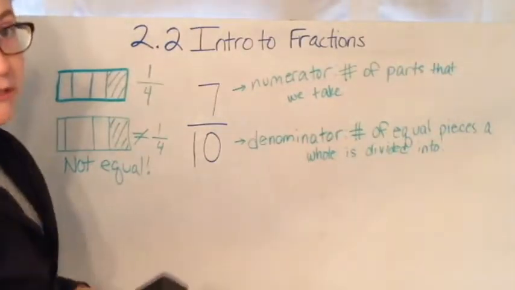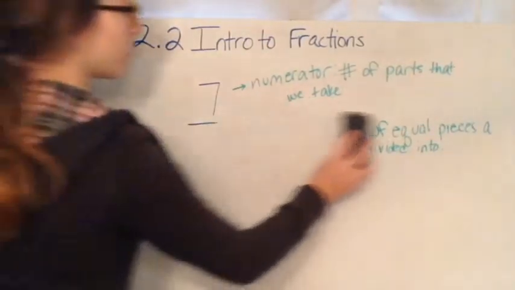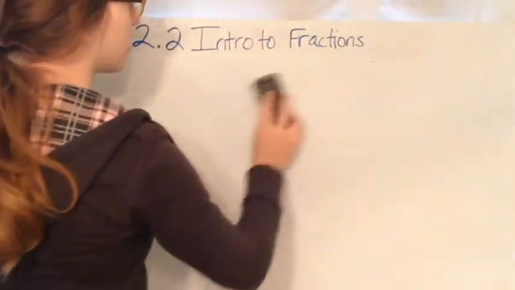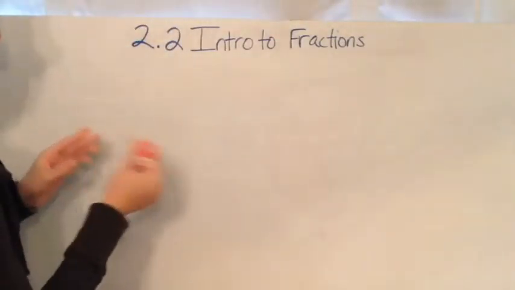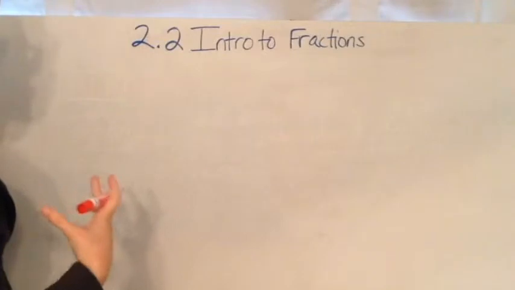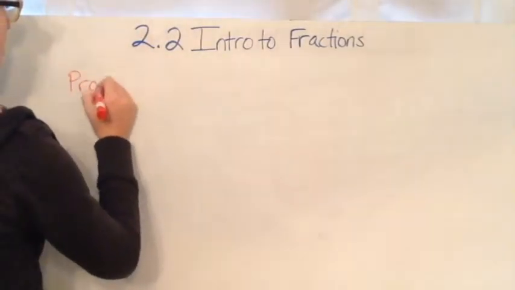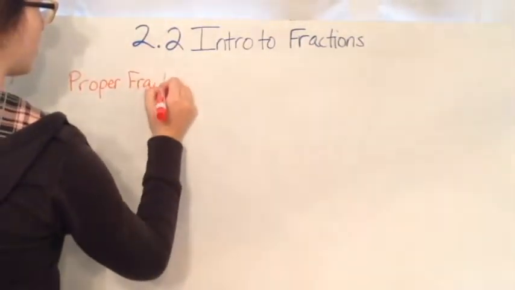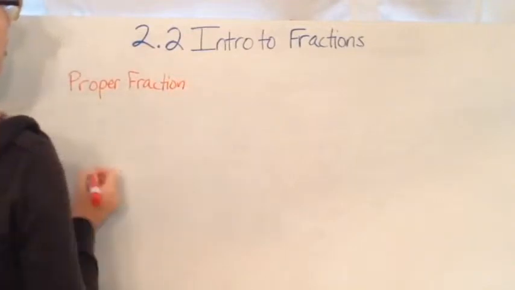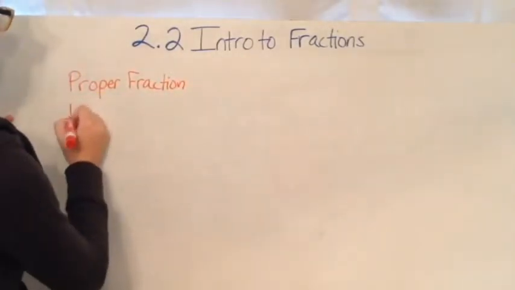There are 3 types of fractions. So you want to know those terminologies that we just talked about. But the first type of fraction is straightforward. It's probably the most common that you've seen. It's called a proper fraction. A proper fraction could be like what we just saw, 1/4.